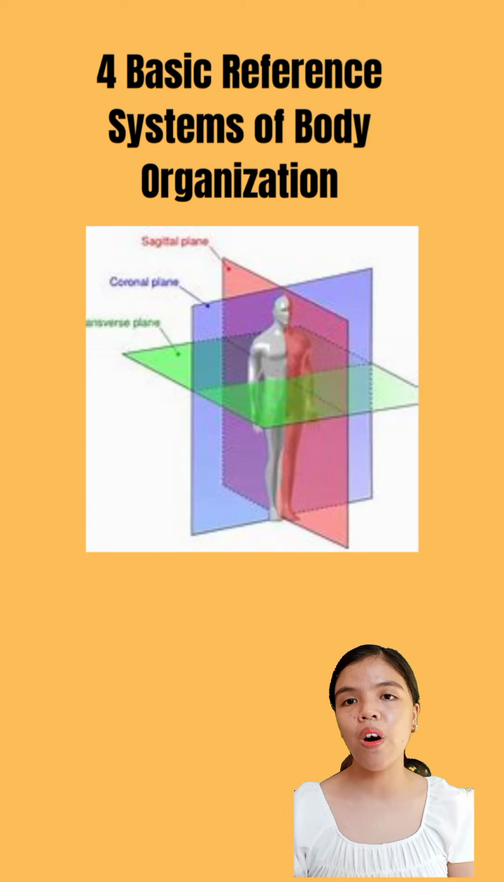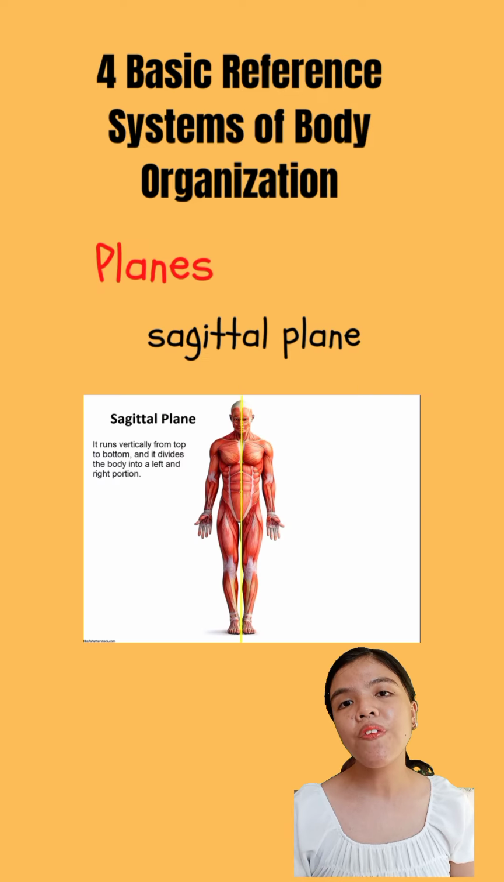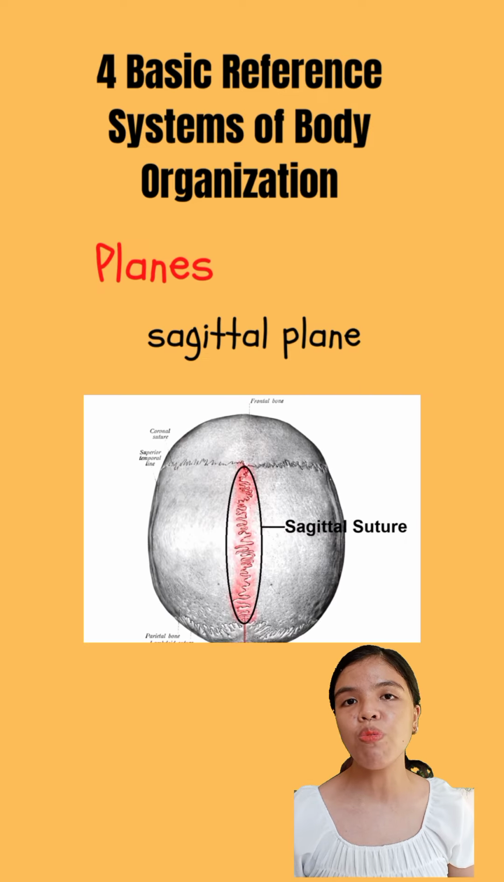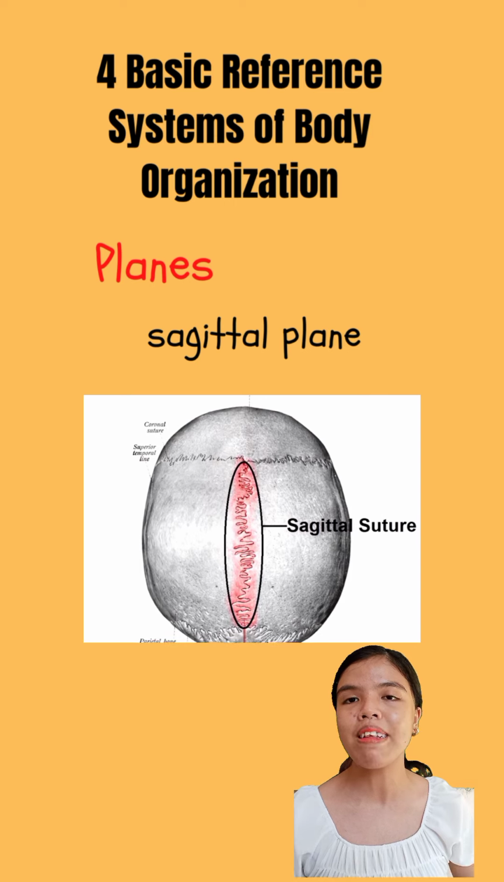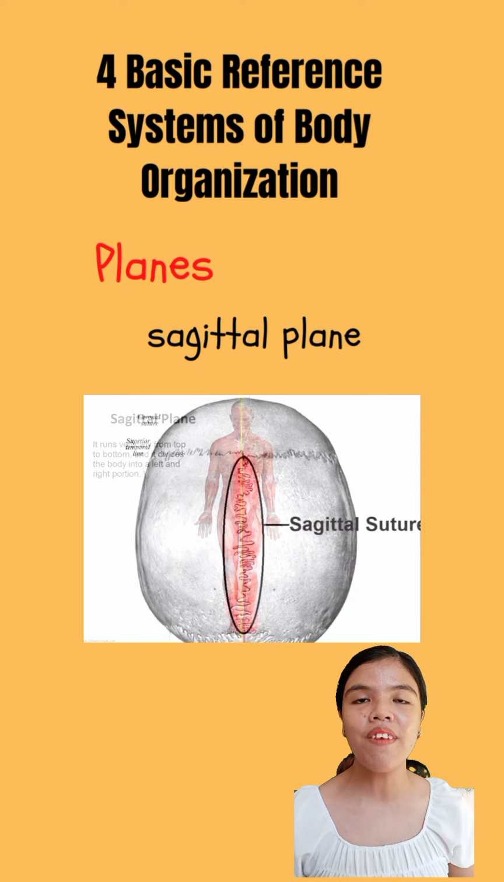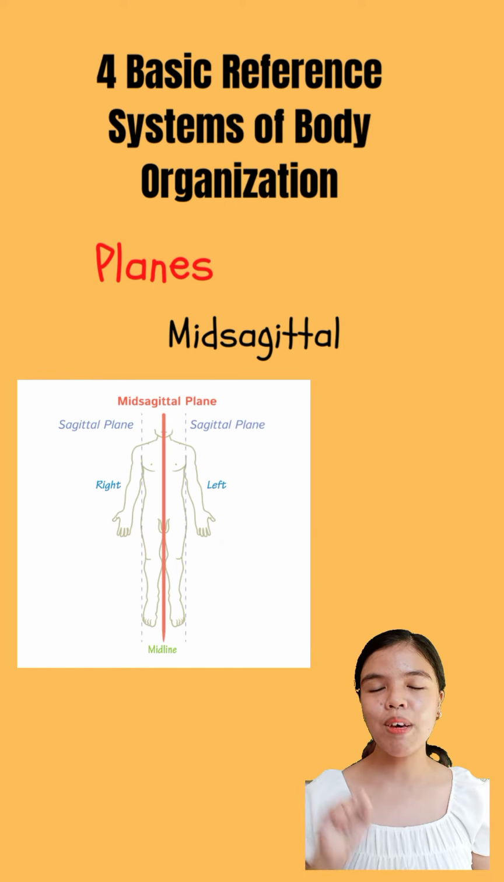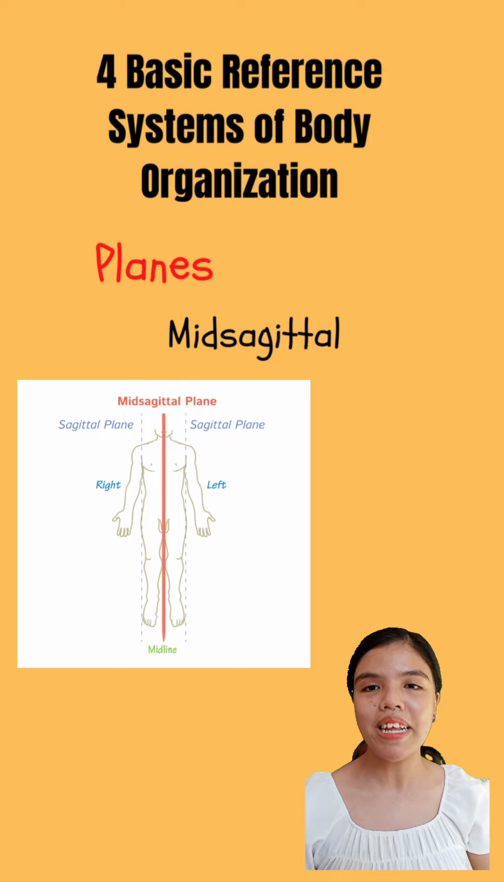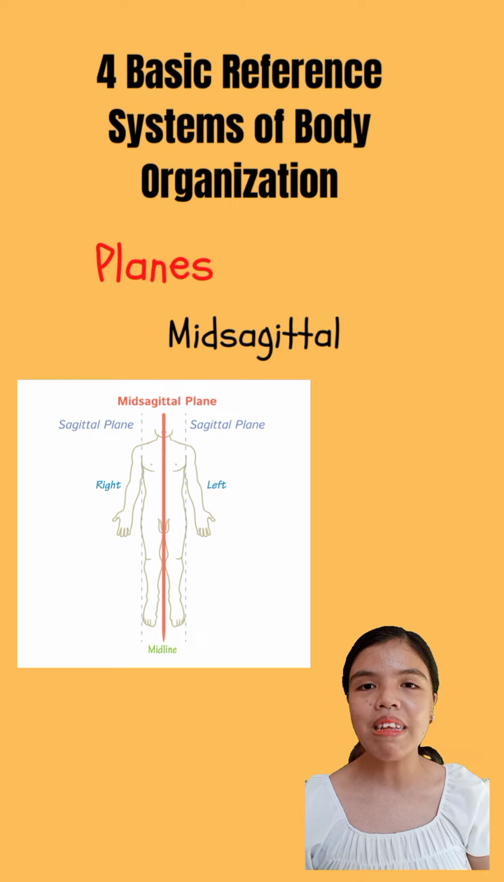Now let's move on to the second reference, which is planes. We have four planes. The first one is the sagittal plane that runs vertically from the top to bottom, and it divides the body into the left and right portion. The second plane is the mid-sagittal or median plane. It's a sagittal plane that perfectly divides the body down the midline. The prefix mid can remind you that it is right down the middle.